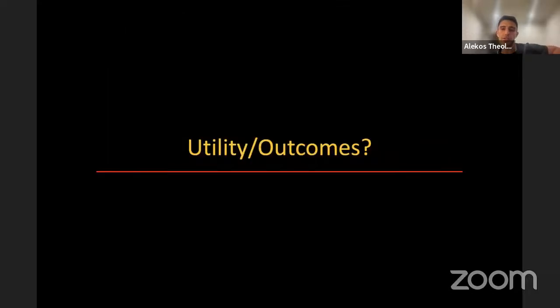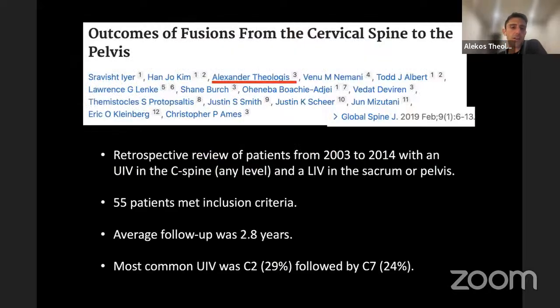So how did these patients do? The x-rays are pretty staggering. And we did a multi-center study several years ago, a retrospective review of patients from 2003 to 2014 with a UIV in the cervical spine and an LIV in the sacrum or pelvis. 55 patients were included with an average follow-up of 2.8 years. The most common UIV was C2 and then C7.